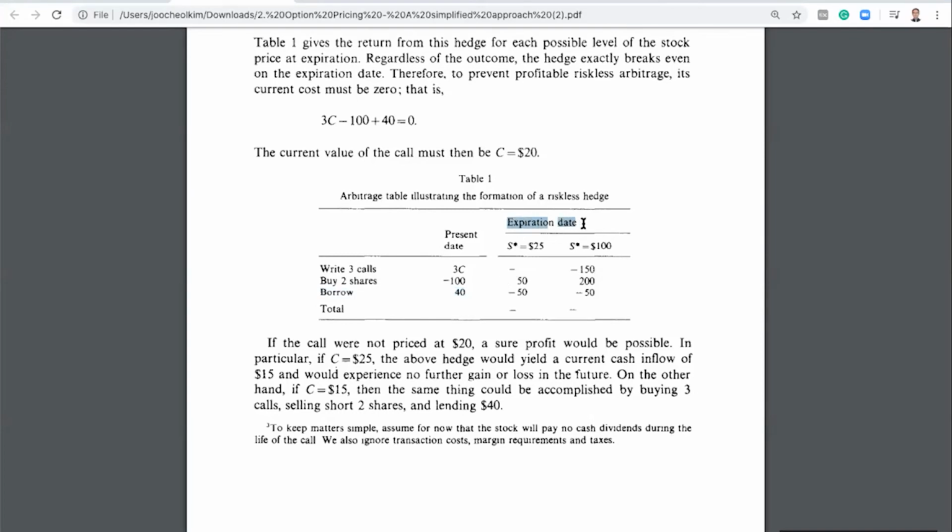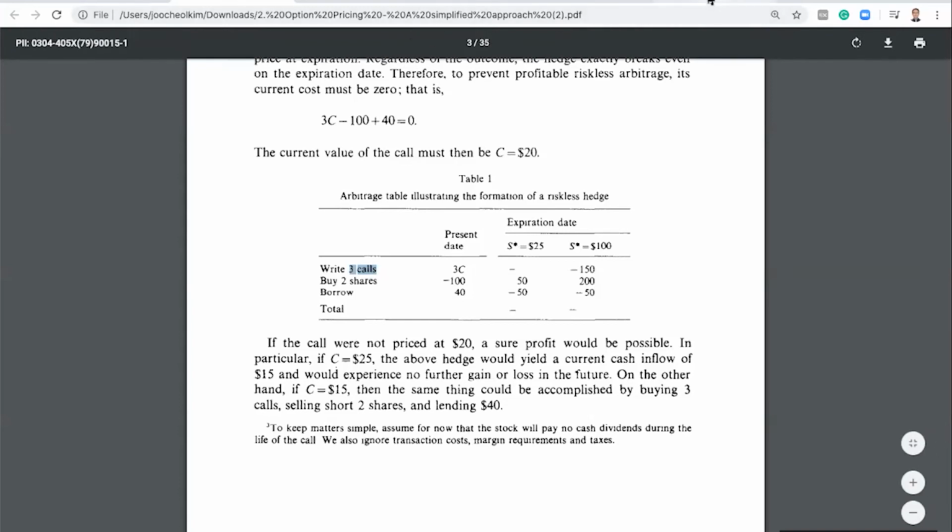And then on the expiration date, let's think about when S is equal to 25. They write it as S star, and it's basically the same as S_T for our case. Think about how we can settle each position. So S_T is 25. For the call options, you are in a short position. Just think about the payoff of the short position of the call option. And the future price in this setting is either $25 or $100.